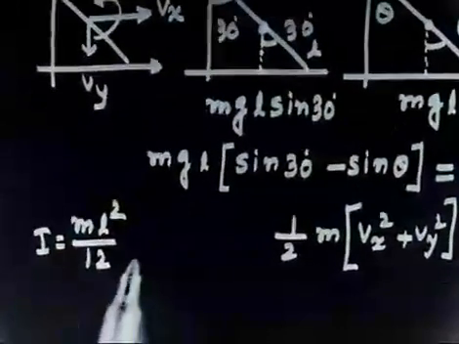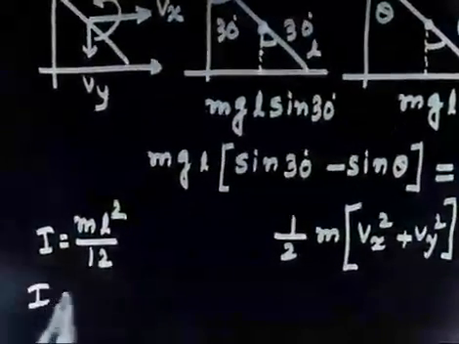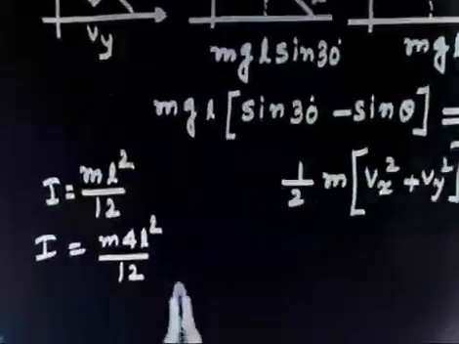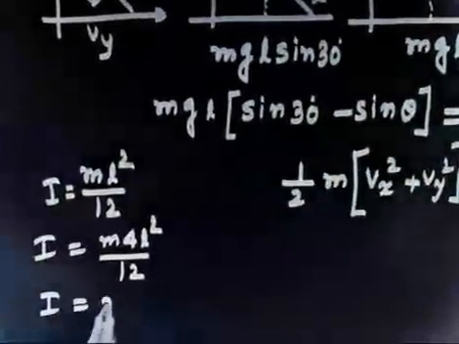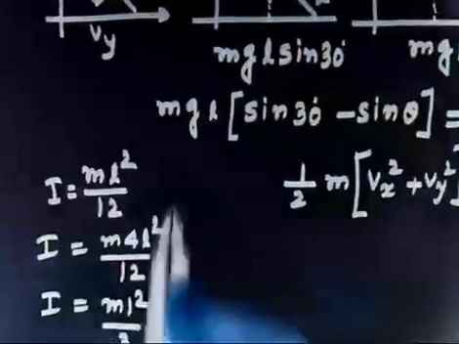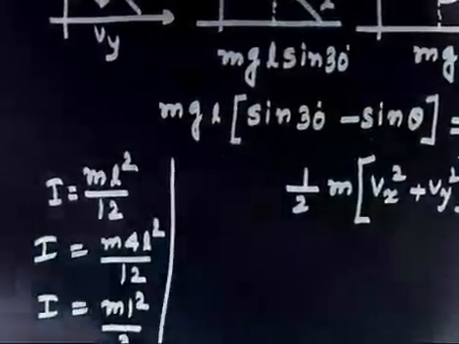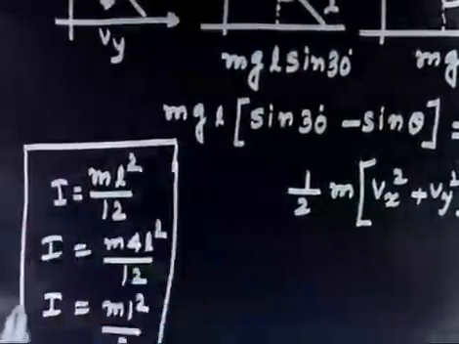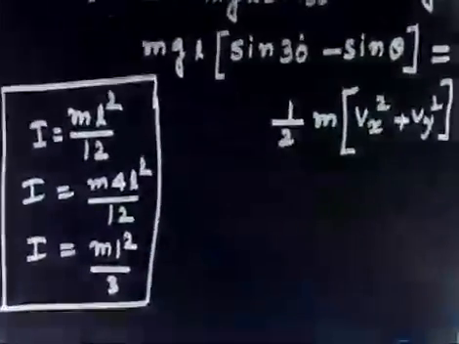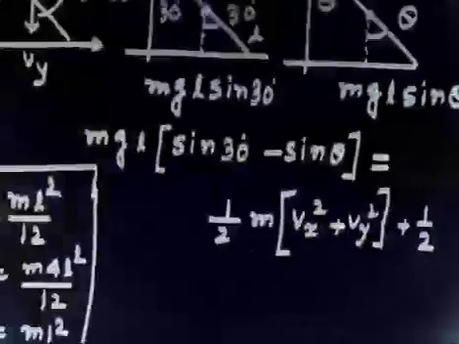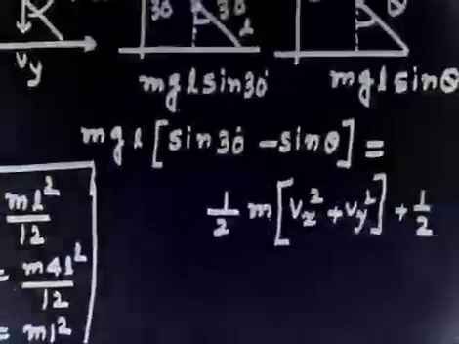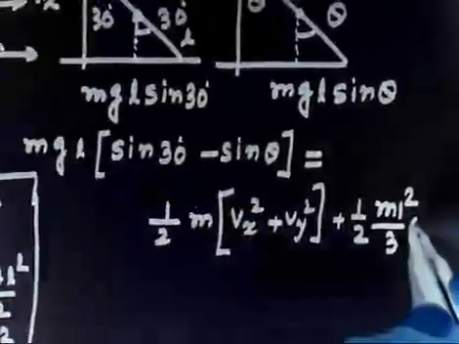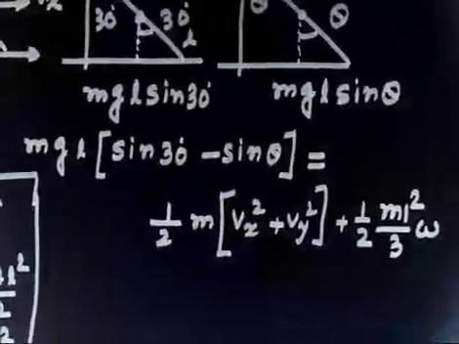This is the moment of inertia, but the length here is 2l, so I will be m into 4l square by 12. So simply I is equal to ml square by 3. So the moment of inertia for this rod is ml square by 3. Are you getting? So I can plug this value ml square by 3 here. So I is equal to ml square by 3 into omega. Are you getting?